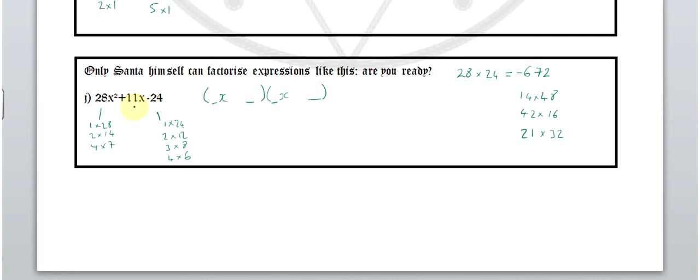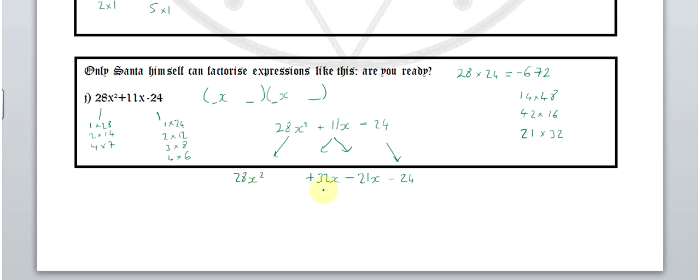And now I'm going to start using this little method. Now, the 11x I'm going to break down into two terms, and I'm going to have a plus 32x and a minus 21x. Okay, and those two things make 11x. If you simplify those, you get 11. Where did I get the numbers from? I got them from over here. Why did I pick those? Because the difference is 11, and they're factors of 672, which came from the two outside numbers. The minus 24 stays where it is, like that, and so does the 28x squared.